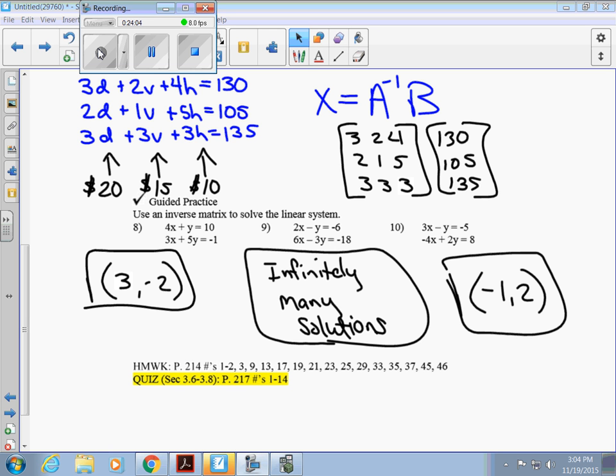I would highly recommend doing the quiz on section 3.6 through 3.8. That is on page 214.